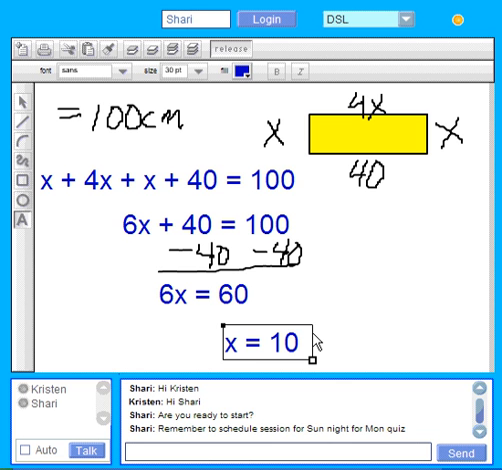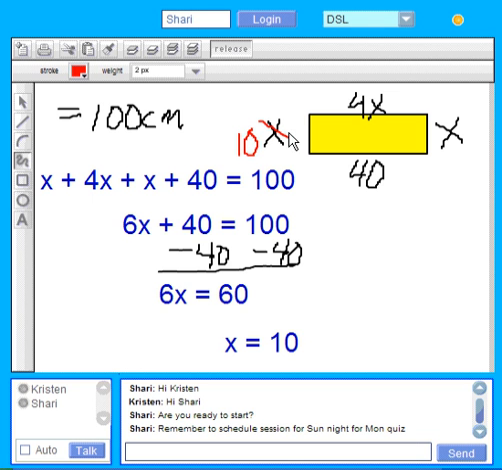Not quite. We still need to go back to the rectangle and figure out what each of the sides of the rectangle are. Why don't you replace the x's with 10? So this side just equals 10, so does this side. And the top would be 4 times 10, which is 40. Excellent. Now how could you check your work to make sure that you're right? I could add up all the sides to see if they equal 100. And do they? Is 10 plus 10 plus 40 plus 40 100? Yep.